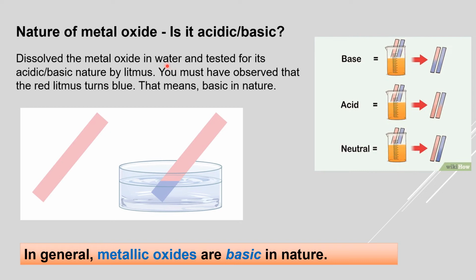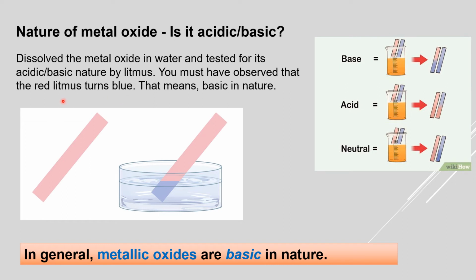That also you learned in last class, in 7th standard. If you have any doubt, you can take your 7th standard textbook and read that part one more time. So dissolve the metal oxide in water and test for its acidic or basic nature by litmus paper. You must have observed that the red litmus turns blue. So here also you can see that red litmus turns blue.